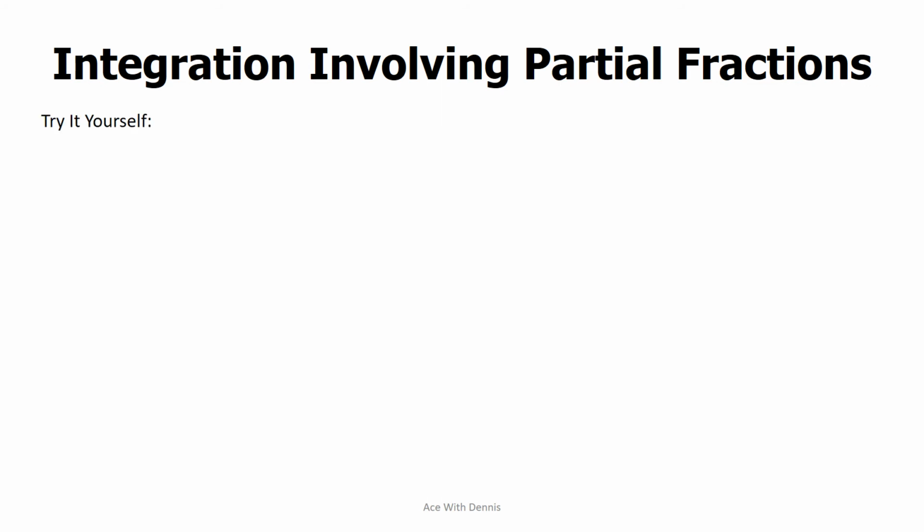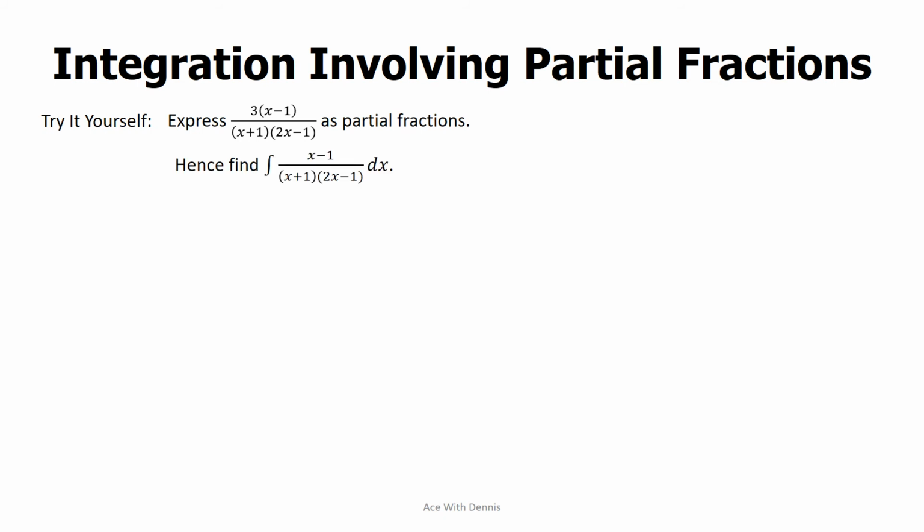Okay, now you can try this example yourself. Express 3 times (x minus 1) over (x plus 1)(2x minus 1) as partial fractions. Hence, find integration of (x minus 1) over (x plus 1)(2x minus 1) dx. You can pause the video and try to do it yourself.